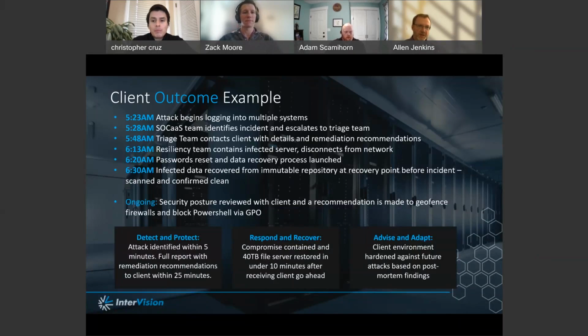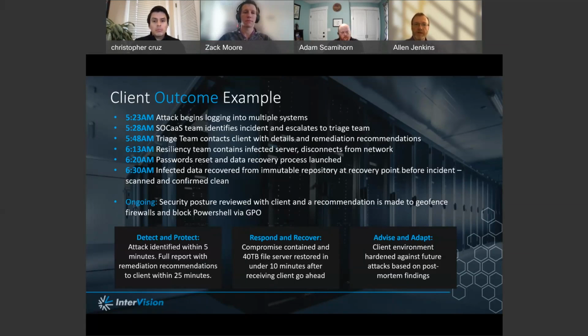Sure. So in this example that we posted here, what we want to show is what a likely event might look like. So in this case, we've got an attack that begins logging into multiple systems early in the morning. As the team alluded to, a lot of the times these things don't happen in the middle of the day. You're going to see events that happen late in the evening, early in the morning for obvious reasons. In this case, we've got an attack that starts early in the morning. It starts attacking multiple systems all at one time.